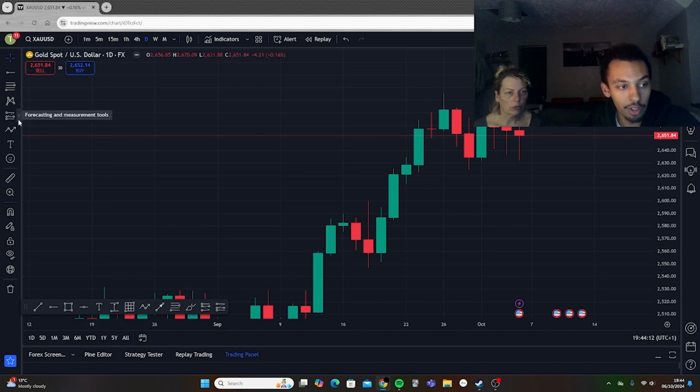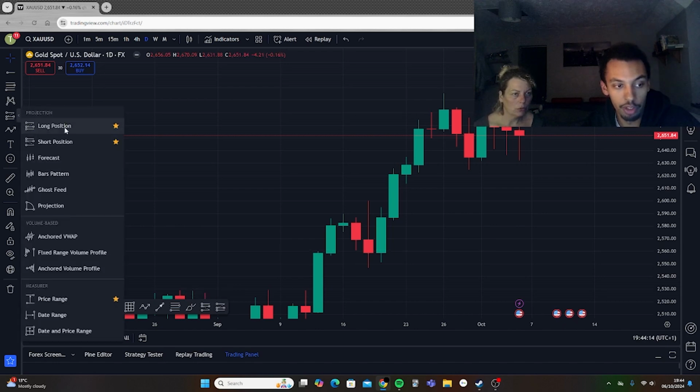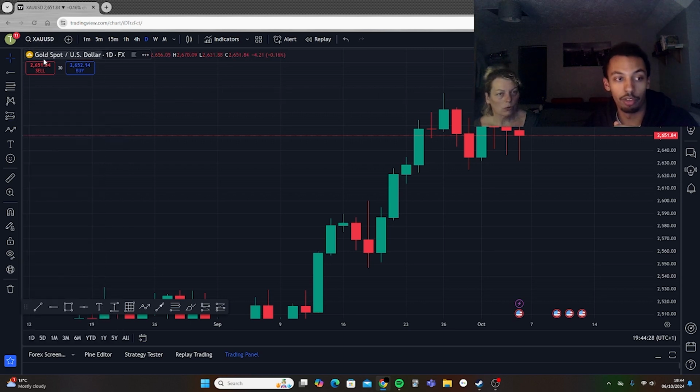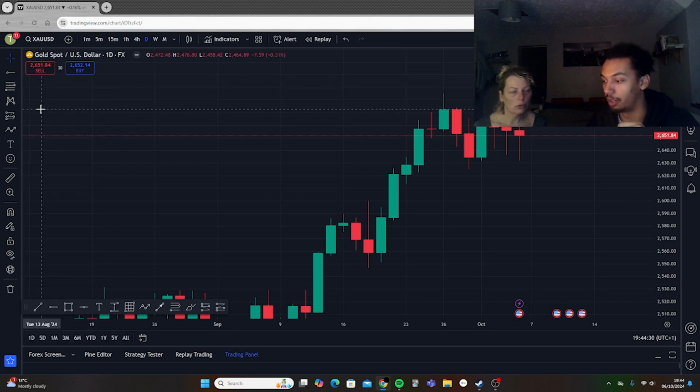On this, there are some little tools that you can use. Long position and short position. So long position basically means you buy, short position is kind of like selling. So you can make money from buying and selling when it comes to trading, because what you've got to remember is that we're trading gold to US dollar.